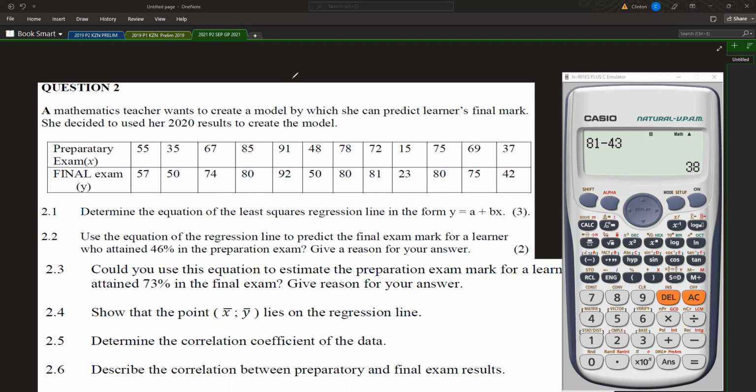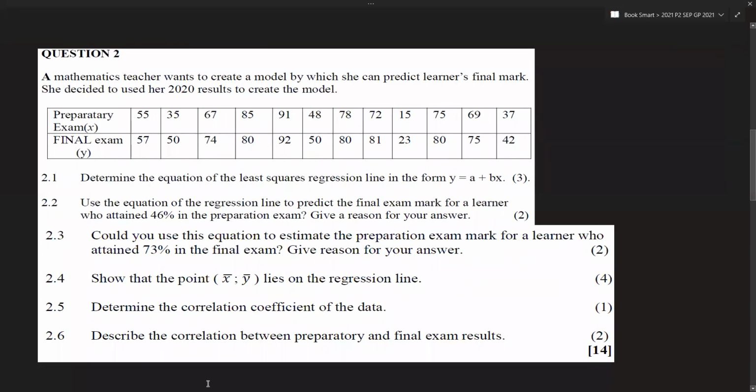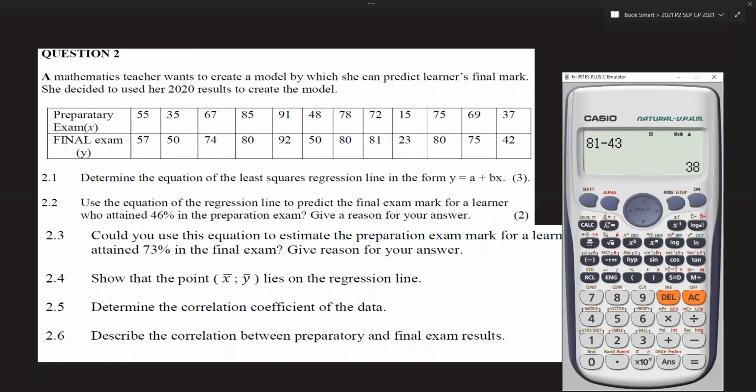So, ladies and gentlemen, let me make my screen full. Okay. And then let's get our calculator ready, because statistics is mostly calculator usage, right? Before I start, I'm going to make sure that my calculator is reset. So to reset the calculator, you press Shift 9, 3, equals, then AC. Okay.